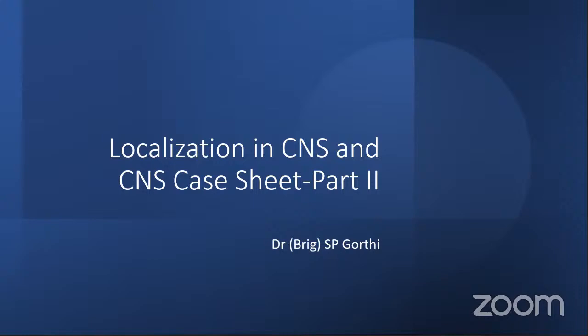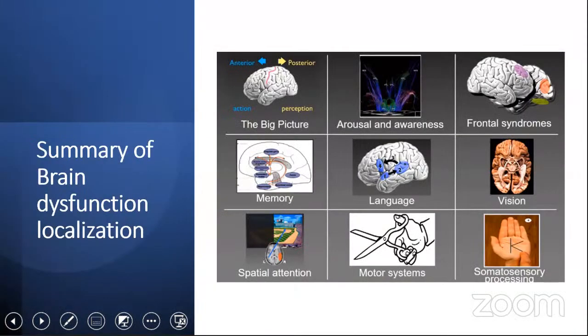So, good afternoon, students. We are going to finish the localization in CNS, and today we will discuss the CNS case also, right? Last class we went through the big picture of the brain, where we said that the anterior part is action, and the posterior part is perception. And then we also discussed arousal and awareness, and we discussed briefly localization of frontal lobe syndromes.